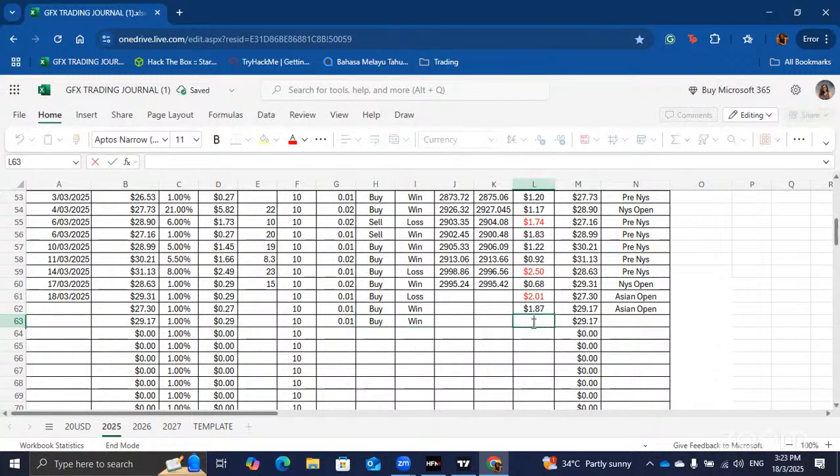Win. 1.69 minus 1.55. This is pre-London or London Open. London Open. 3 o'clock is London Open.